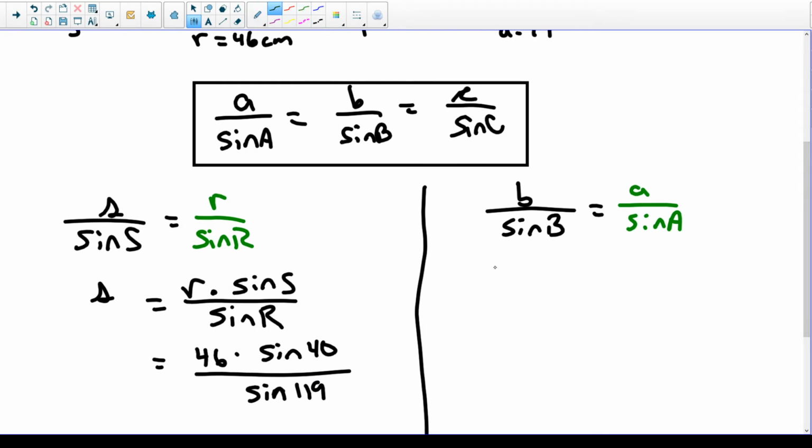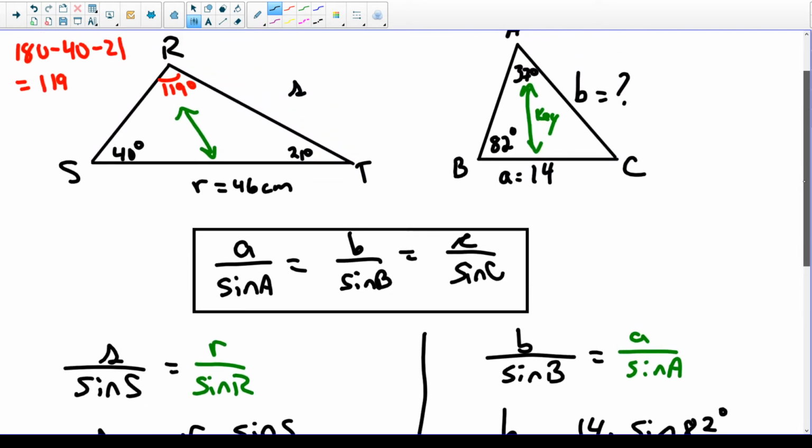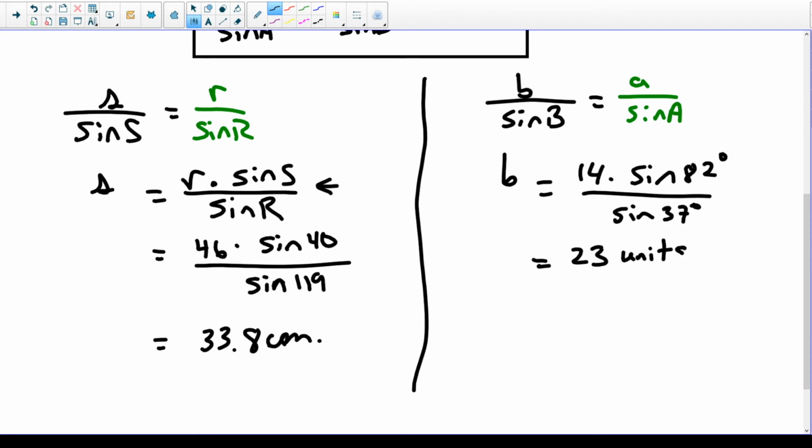Isolate the variable. Now to speed things up, once you get used to this format of how you isolate, you can start to put the numbers in right away, because the next step is to just put it in your calculator anyway. So we're going to do little a, which is 14 times sine 82, all divided by sine 37. And that's going to be equal to 23 units. Sorry, we don't have units for this question, so we're just going to write units next to that.